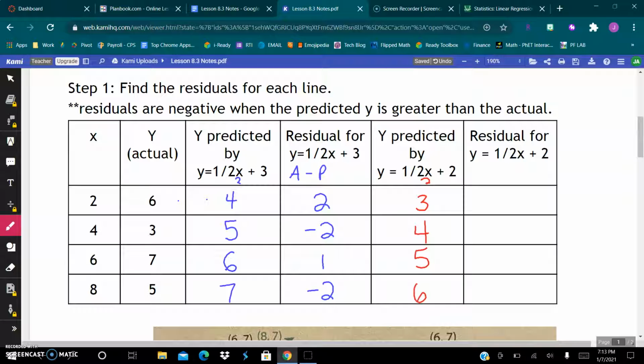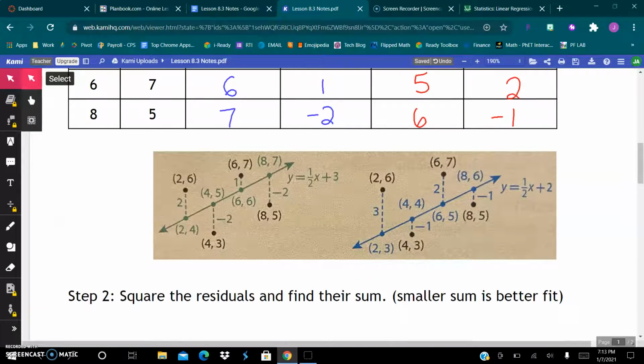And then to find the residual, we come all the way back over here to the actual column, and we subtract our predicted column. So actual minus predicted again. We have 6 minus 3, which is 3. And then 3 minus 4 is negative 1. 7 minus 5 is 2, and 5 minus 6 is negative 1. And then we look here. This is a graph of the residuals of each line.